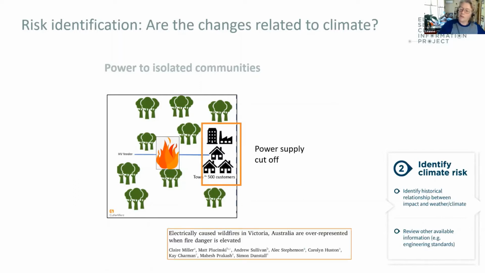So if you see on the right here, in this little panel it says identify climate risk. First is to identify the historical relationship between the impact and the weather and climate. In this case, it's the fire. But also there's often literature that you can access or other types of information, for example, engineering standards. So this is the point in a case study where you start to do a review of what we already understand about this type of situation.